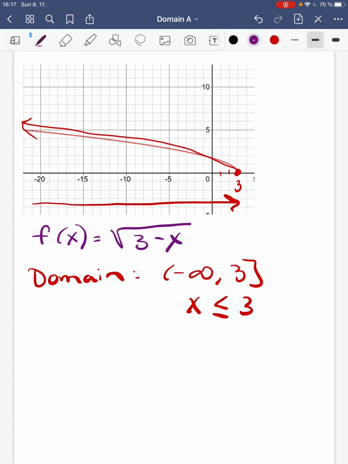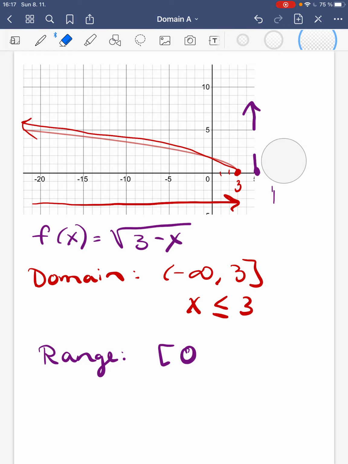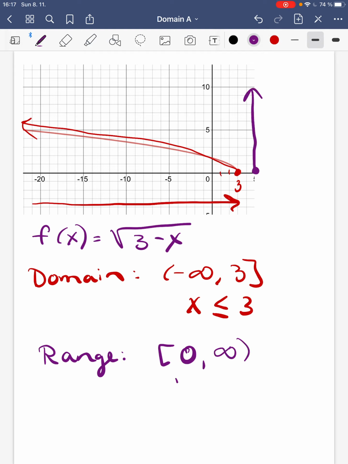Now for the range, we're going up and down for y. We start here, and then we go up, and we can go up infinitely high. So for the range, we get 0 as our minimum value. Right here, and then no max value. Okay, makes sense? I hope so.